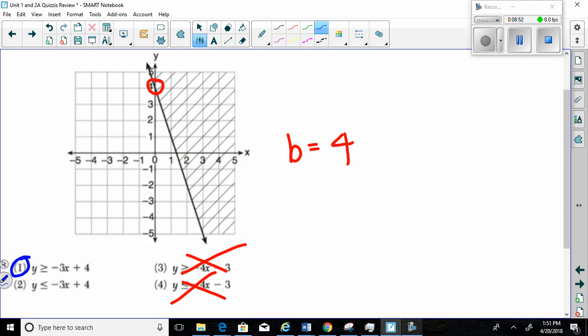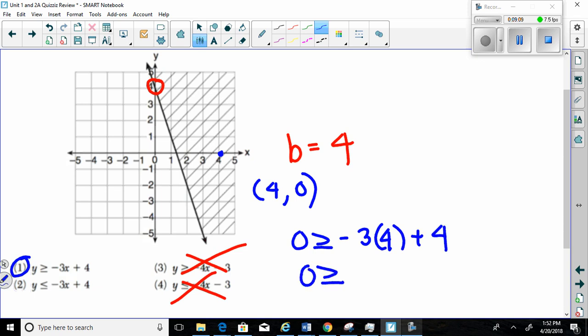1. And remember, to check your work, you can always take a point. So you can take like 4, 0 and make sure it makes sense. So like if I were to plug it in this one, I would plug in 0 for y and 4 for x. And this will make sure it's correct. So I have 0 is greater than or equal to -12 plus 4. And I end up getting 0 is greater than or equal to -8. Is 0 greater than or equal to -8? Yep. So I know I did it. But only check your work at the very end when you're all done. Does that make sense?